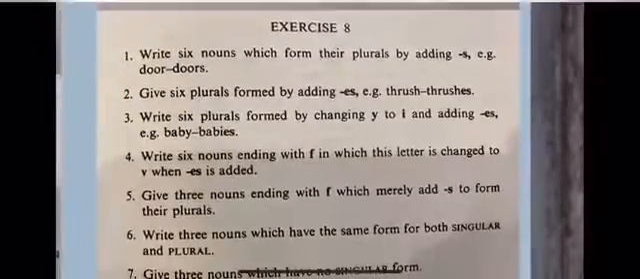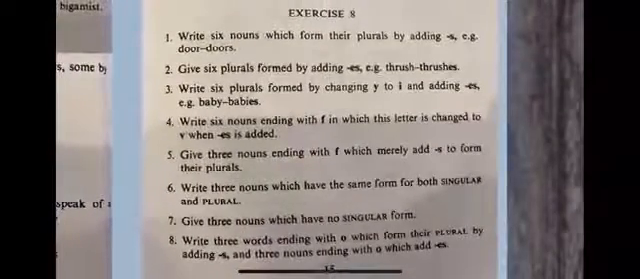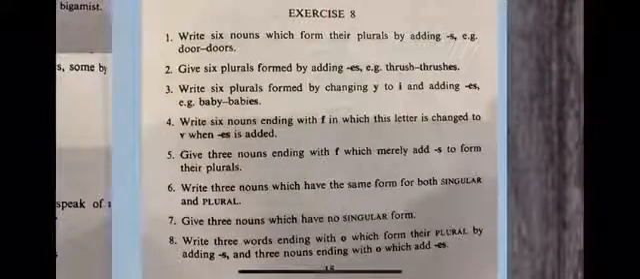Okay, so now what you have to do according to these rules is solve these questions. The first one is in exercise 8. It's written, write 6 nouns which form their plural by adding s. For example, door, doors. You just have to write 6 nouns that form their plural by just adding s. Give 6 plurals formed by adding es, like thrush, thrushes. Write 6 plurals formed by changing y to i and adding es, like baby, babies.